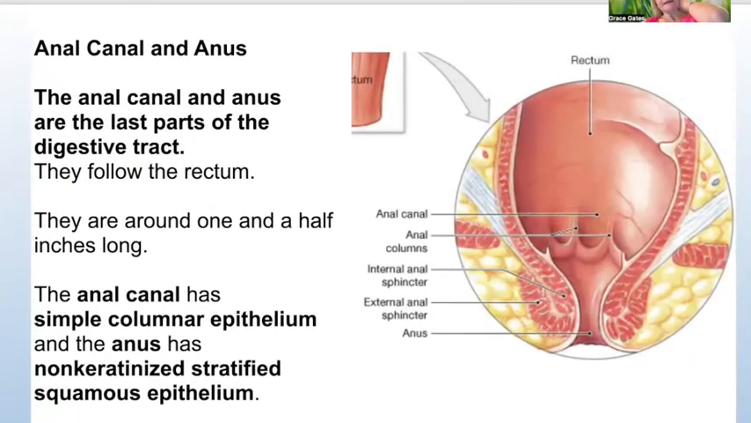And finally, the anal canal and anus are the last parts of the digestive tract. They are not part of the large intestine, but they're just a bit at the end. They follow the rectum. They are around 1.5 inches long. The anal canal has simple columnar epithelium, whereas the anus has non-keratinized stratified squamous epithelium to help protect it from any rough feces that might be passing through.